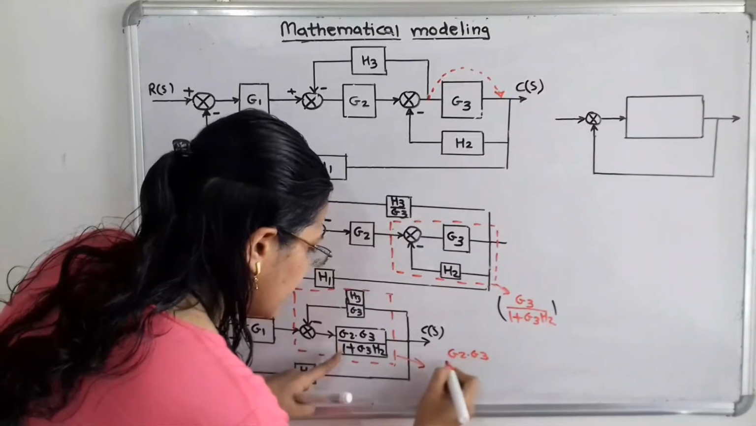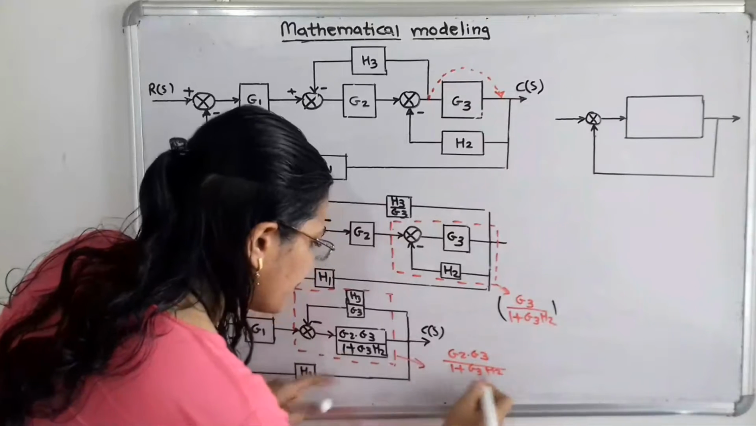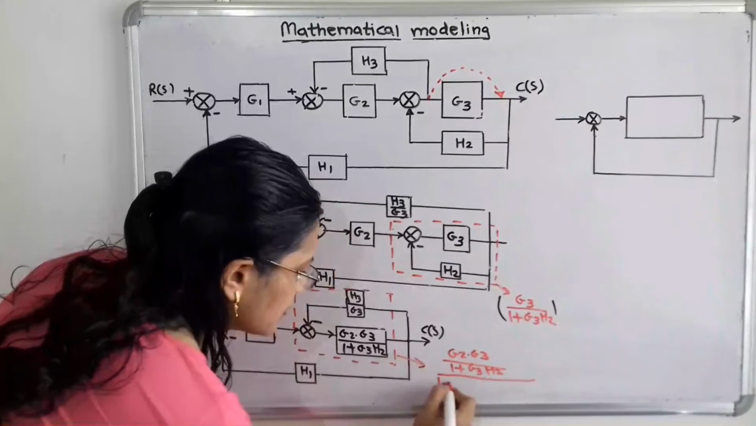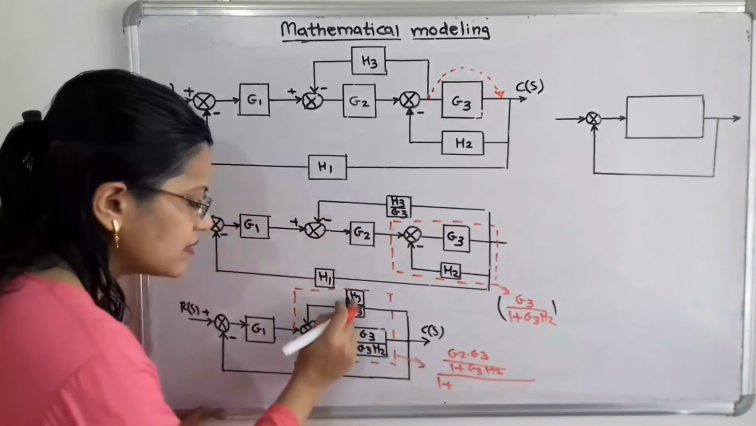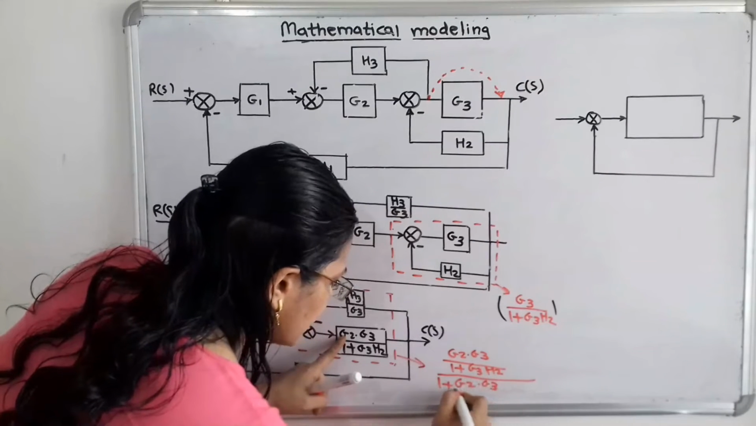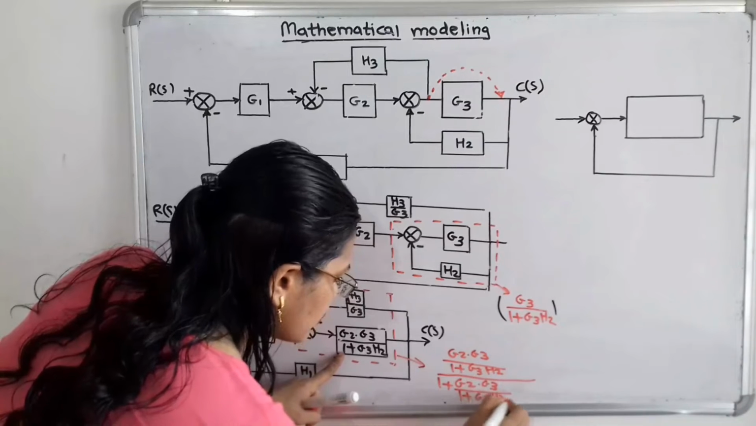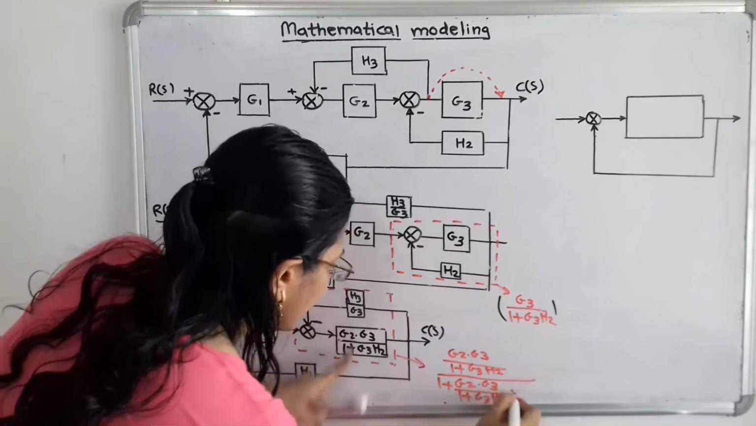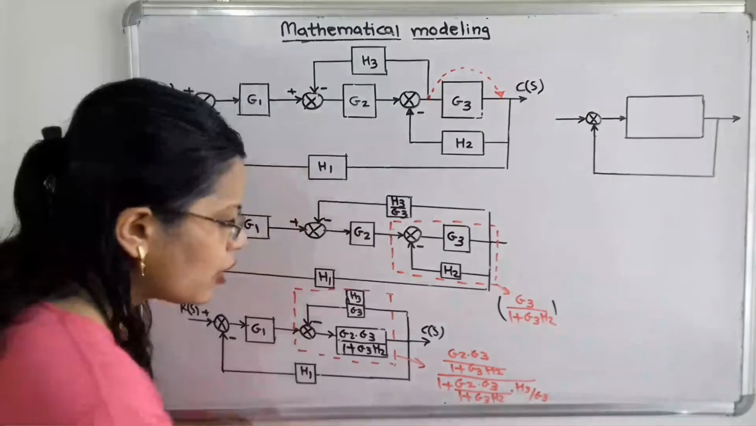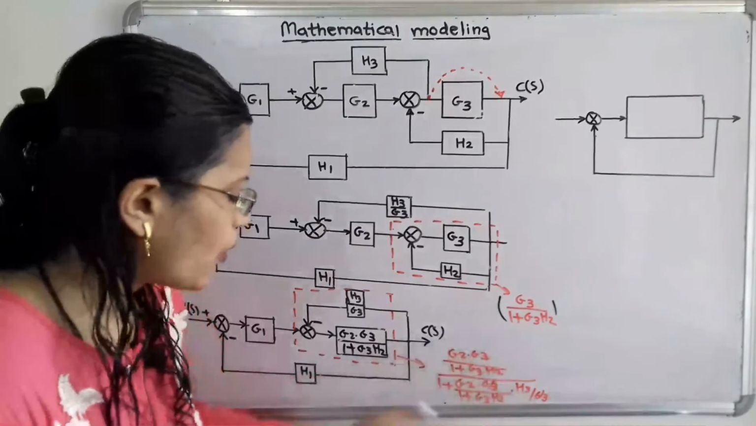G2 dot G3 divided by 1 plus G3H2 whole divided by 1 plus, now we have to multiply with these two blocks, that is G2 dot G3 divided by 1 plus G3H2 multiplied by H3 by G3. Now if we observe, this G3 is getting cancelled. Now what is the answer?